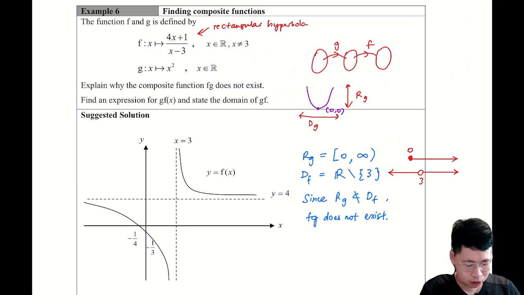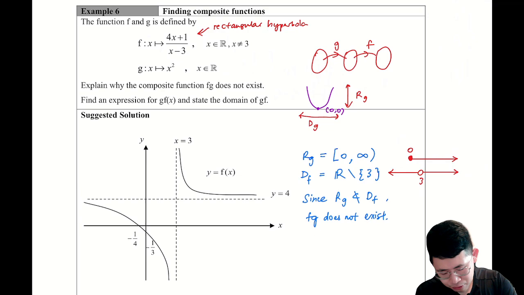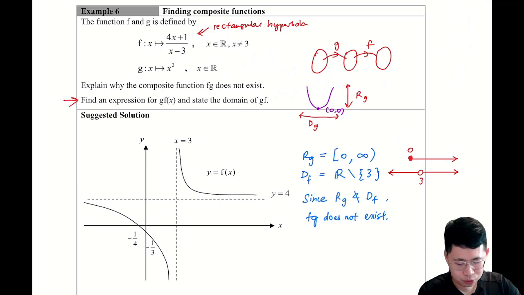Now conversely, on the other side, does the function gf exist or not? Actually, it does. If you just sketch the graph out, you can see that the range of f is actually a subset of the domain of g. Because of this, they tell us to find the expression of gf(x) and state the domain of gf. So let's proceed to the second part.